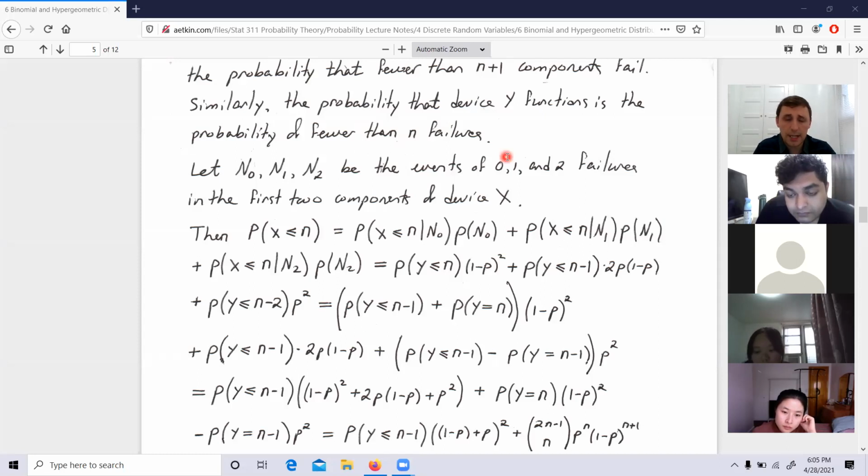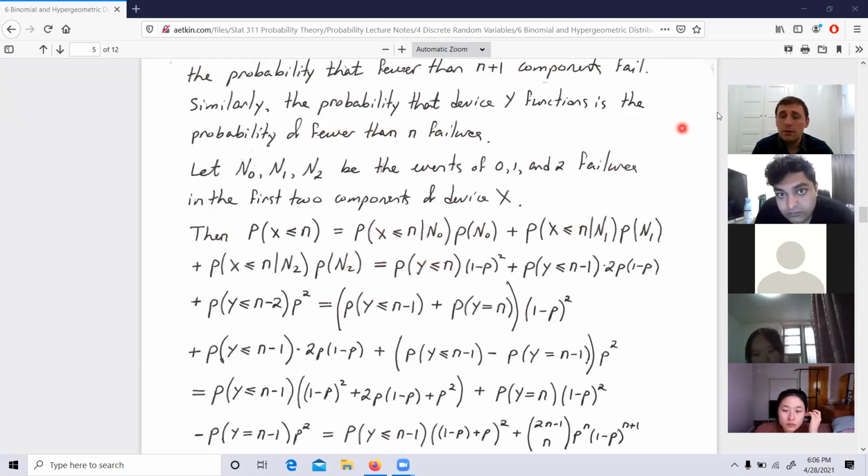So the probability that X is less than n is the probability that X is less than or equal to n given no initial failures, times the probability of no initial failures in engine 1 or 2, then the probability of 1 failure, and then the probability of 2 failures. Now look at it, guys. You see that because it's independent, the probability that there are no initial failures is the same as the probability that Y, because it subtracts 2 from X, 2 are working. It's the probability that Y is less than n.